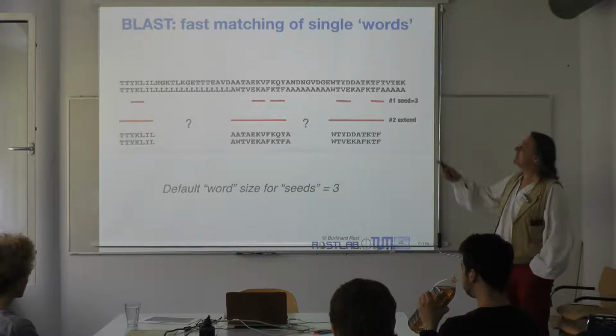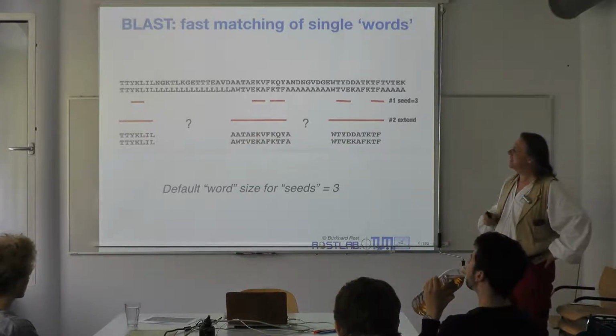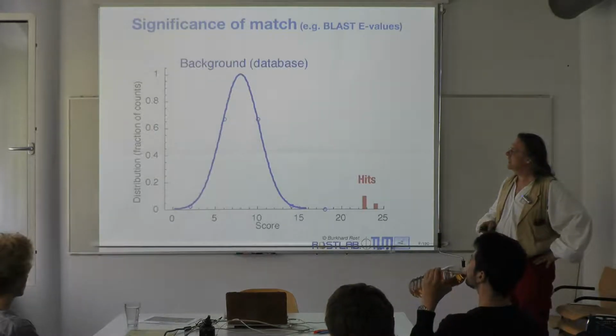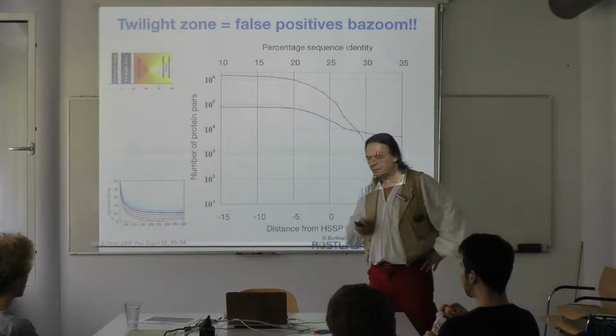Anyway, so you speed it up by fast matching. BLAST matches words, as defined by the BLOSUM matrix. And in between here you use another dynamic programming. In order to do that you need a good idea about the background.